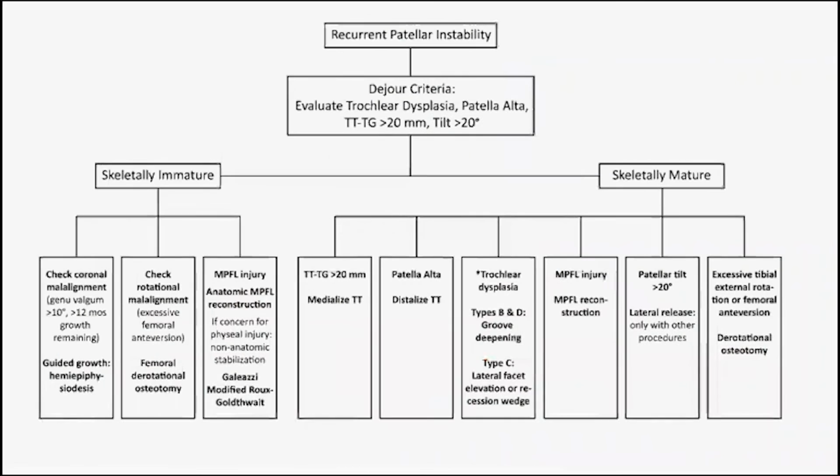In summary, in a patient with recurrent patellar dislocation who is skeletally immature, we'll check for coronal malalignment. If we have genu valgum more than 10 degrees and potential for growth more than 1 year, we'll do hemiepiphysiodesis. In case of rotational malalignment, we'll do femoral derotational osteotomy. Medial patellofemoral ligament reconstruction: anatomical if the patient is near skeletal maturity, non-anatomical if the patient has potential for growth.